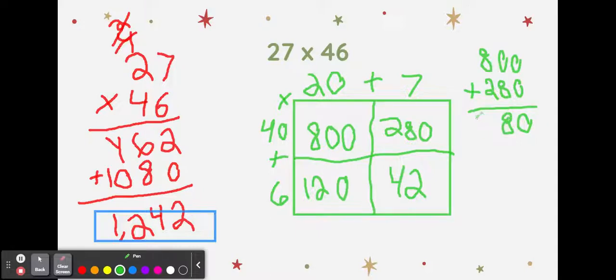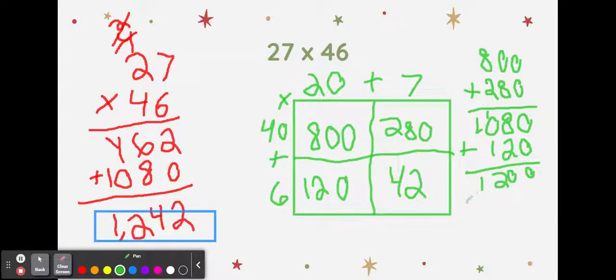8 plus 2 is 10. Okay, I've used my first two numbers. Next, I'm going to add in my 120, making sure my ones places line up. 0 plus 0 is yet again 0. 8 plus 2 is 10. 1 plus 0 is 1. 1 plus 1 is 2. And 1 plus nothing is 1.